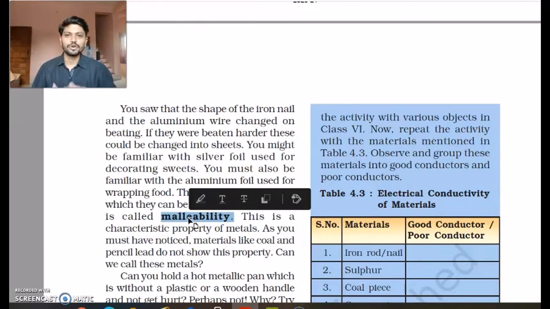Similarly, if you are going out on a picnic and you want to eat the food out there, what does your mother do? She will make some theplas, some sabji, and then wrap it in aluminum foil. So what is this aluminum foil? This foil is created by beating the aluminum metal so thin, and this property is called malleability.